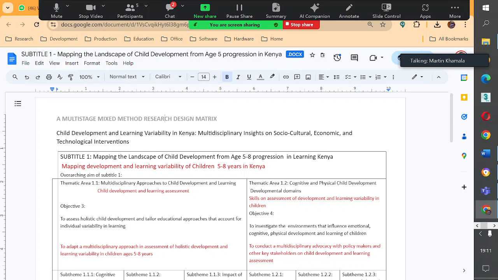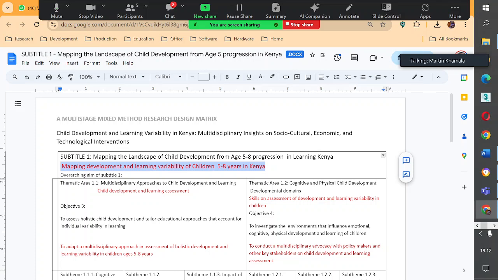So the first two areas have these subtitles. I'm just highlighting them for those who are not very much aware. The first subtitle is this one, but I think Prof asked me to read only the red areas. So let me read this red area. Mapping development and learning variability of children 5 to 8 years in Kenya. So let's say that's the subtitle of the first thematic area.